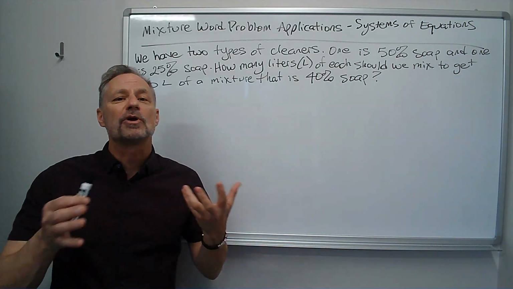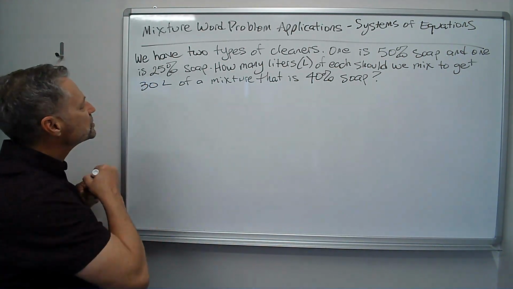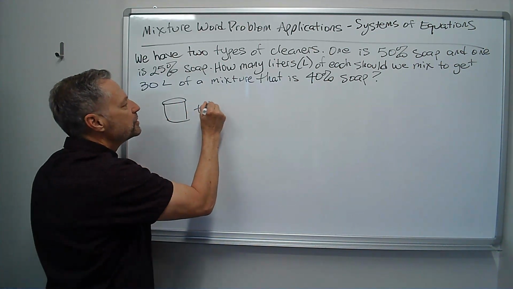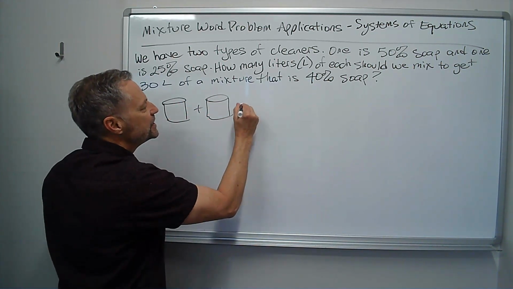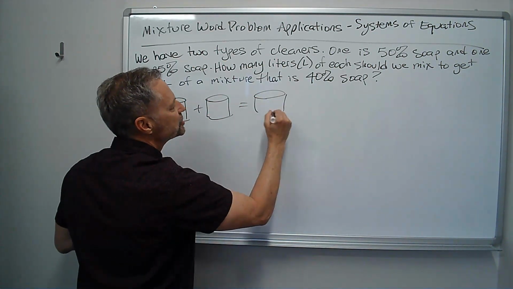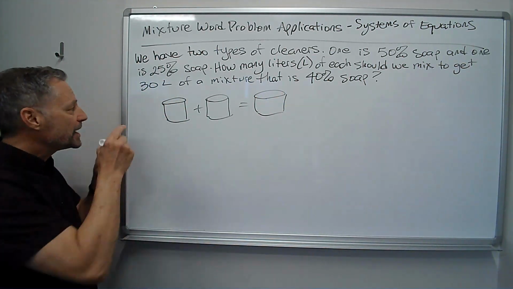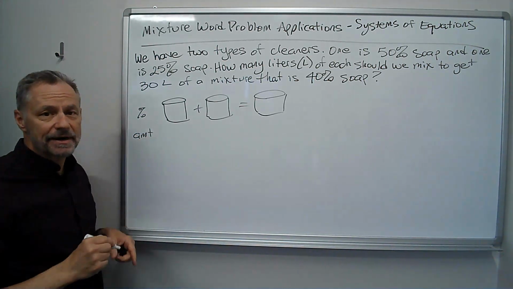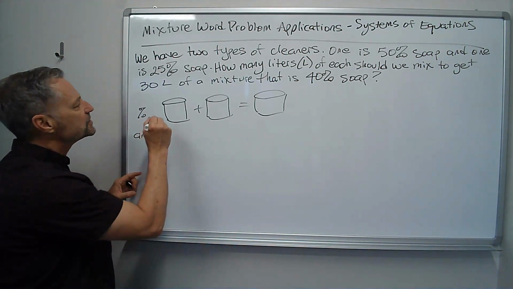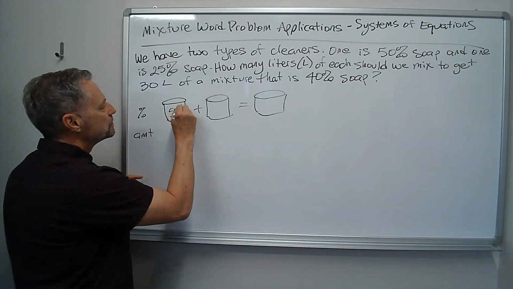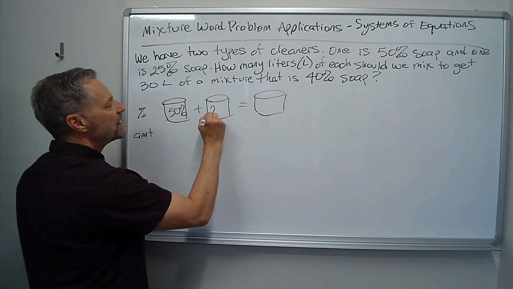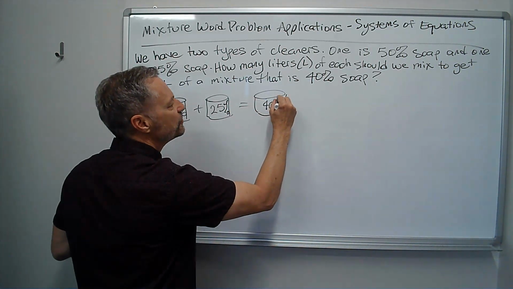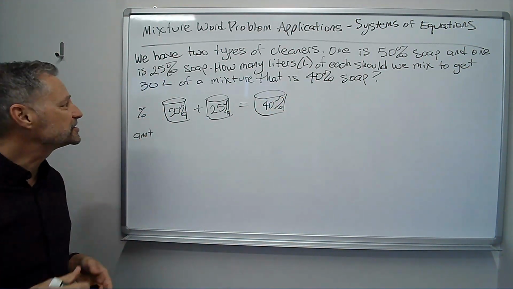Okay, so I'd like to draw a little picture to help me out with this. So we've got this mixture here, plus we're going to add it to this mixture here, and we're going to get some final mixture. What I like to do is put the percent in here and the amount down here. So the first one is 50% soap. The second one is 25% soap. And the last one, we want to get a mixture that's 40% soap. So just put the percentages all in there.